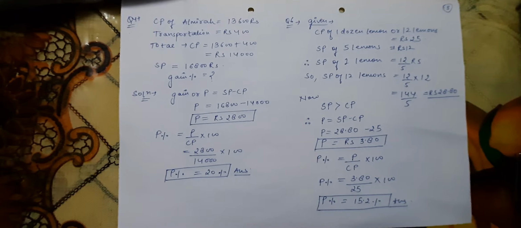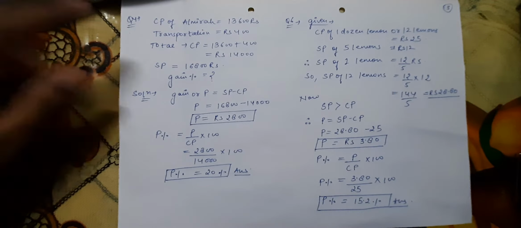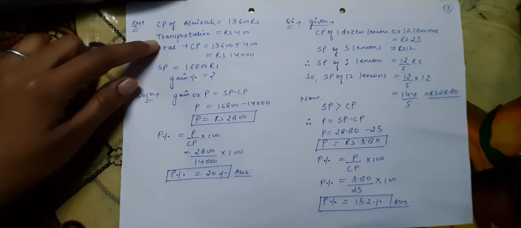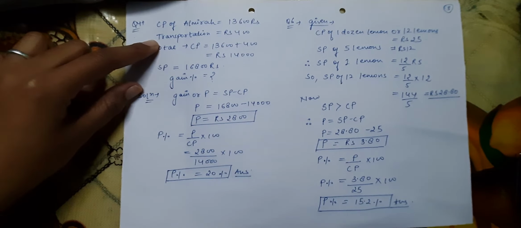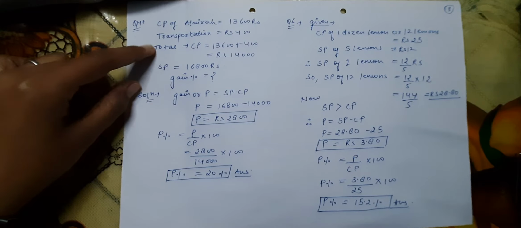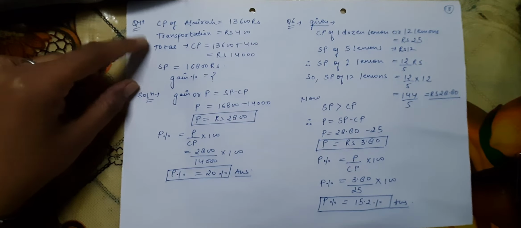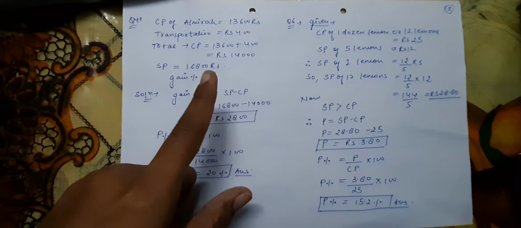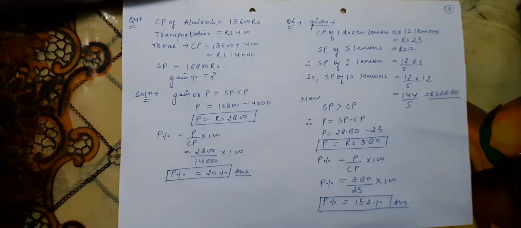Now coming to question 4. It is mentioned in the question that Sudhir bought an Almirah for rupees 13,600. So it is given that the cost price of the Almirah is 13,600, and he spent rupees 400 on its transportation. So the transportation charges he made on the Almirah are rupees 400. I told you about the overhead charges, so these are the overhead charges. So the total CP will come out to be the cost price of the Almirah and the transportation charges, which will come out to be 14,000 after adding these two.